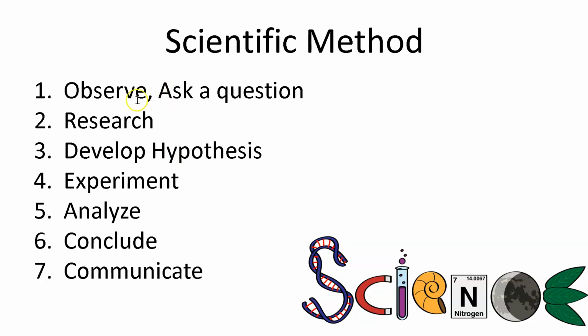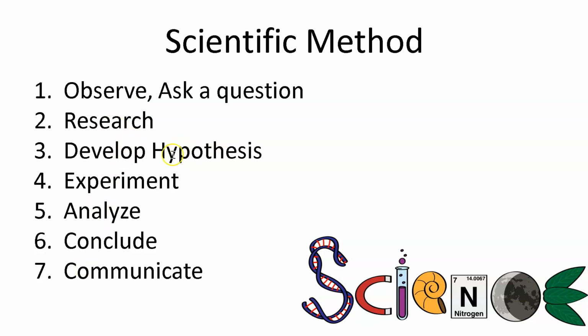So first off, I want you to observe and ask a question. Scientists are always asking questions. A good scientist is always asking questions. Why? What would happen if this changed? Why does this happen? Why does this exist? Then you would do some research, figure out what's been learned about the subject.